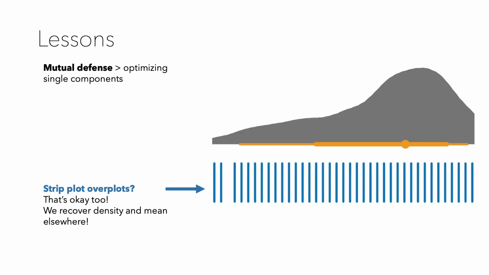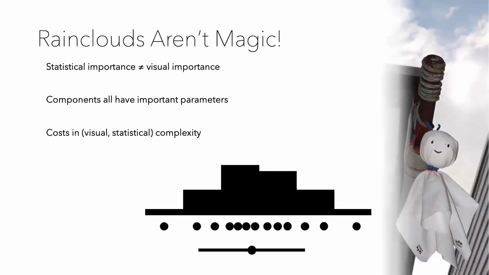And then maybe the last wrap-up lesson is that these rain clouds are not magic. You can't just throw a rain cloud or any other univariate visualization next to your distribution and hope that everything's going to work out. So one is that we've shown examples of where these statistically important things aren't corresponding to visual importance in the final design. One thing that I didn't talk about very much in this talk for reasons of time is that all of these visualization techniques have important parameters, like the number of bins in your histogram, the kernel you use in your kernel density estimate, that can produce different visual outputs. And then lastly, there are these costs that these incur.